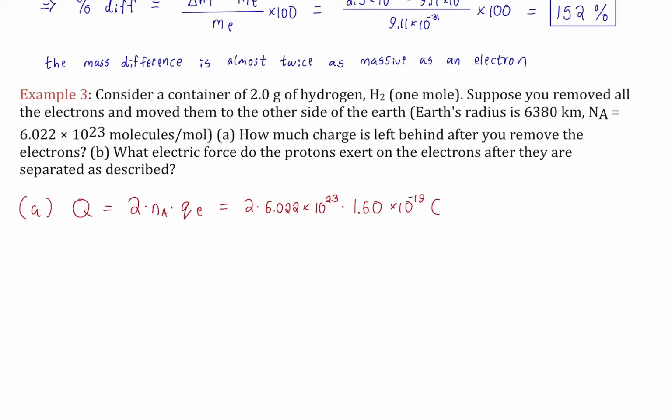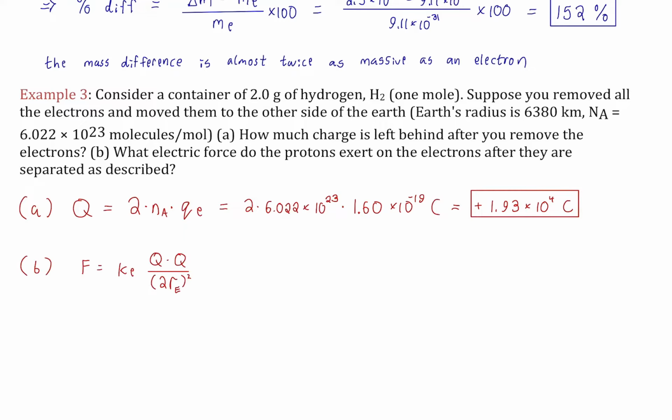So how much charge is left behind after you remove the electrons? Q, the left-behind charge, is just going to be 2 times Avogadro's number times the charge of an electron, so 2 times that big number times the fundamental charge. That gives me a positive charge, because positive charge is left behind if we took all the electrons to the other side of the planet, of about 19,000 coulombs. That's a lot of charge, but then again, there's a lot of atoms in a mole.